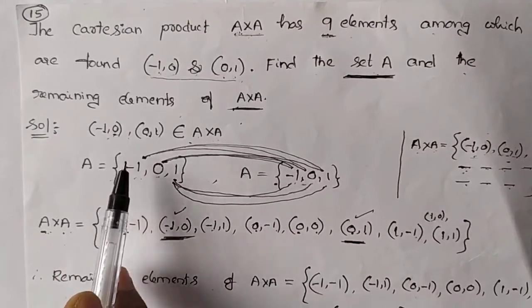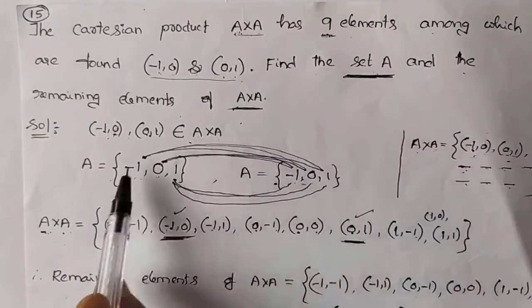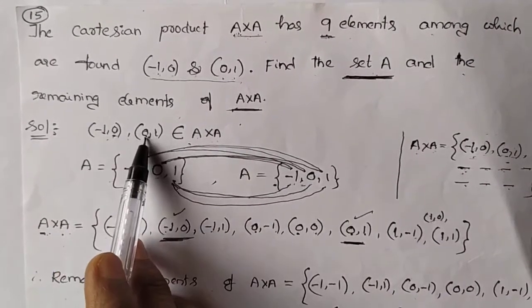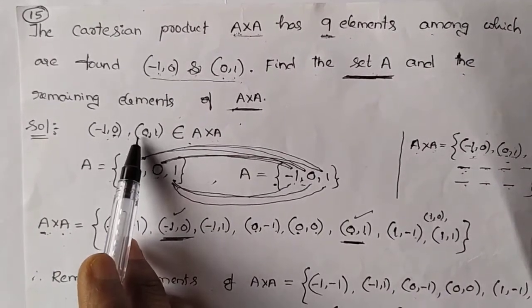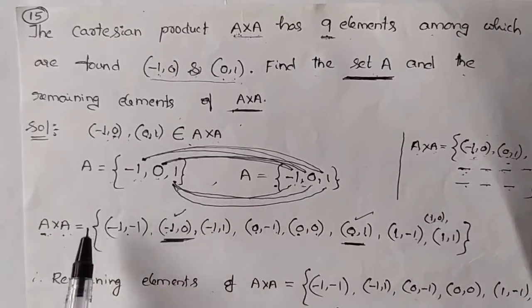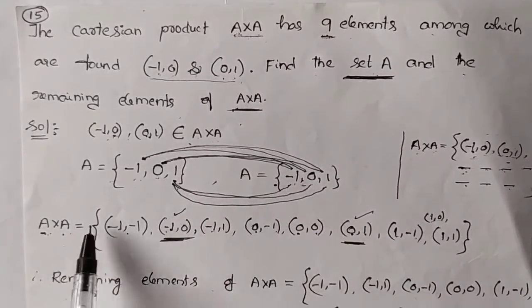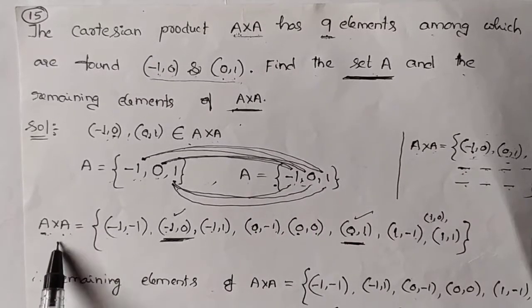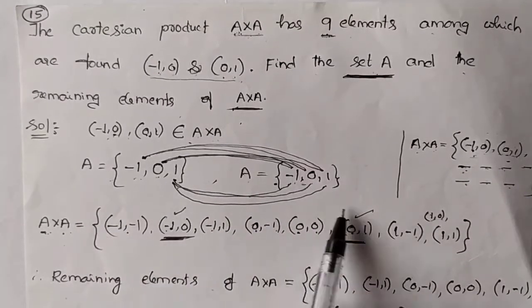Next what we have to find? The set A we have to find. Set A equals minus 1, 0. Two zeros we have. We should not repeat the element 0, then 1. Next once again write down set A, because we have to find A cross A. A cross A, it is A cross A.